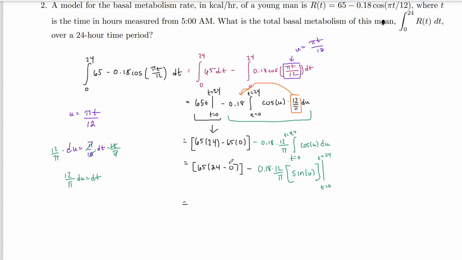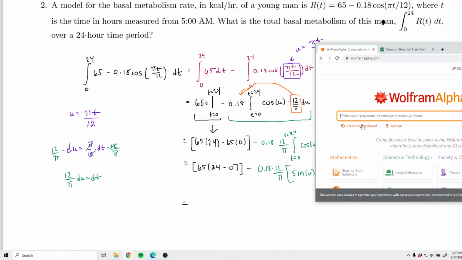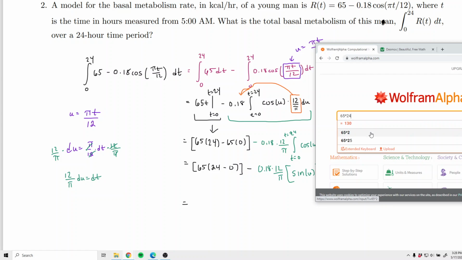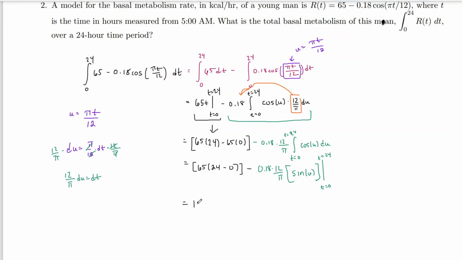All right, now we can go ahead and type this in the calculator. What is 65 times 24? 65 times 24 is 1,560. And then we have minus 0.18 times 12 over pi. And in place of u, we need to put in pi t over 12. And we're going from t equals 0 to t equals 24.